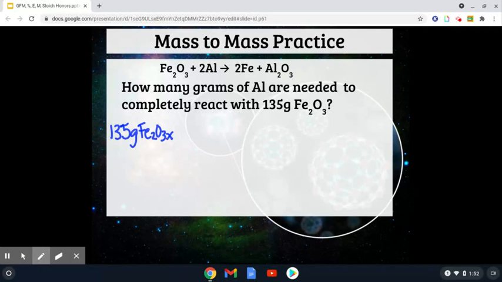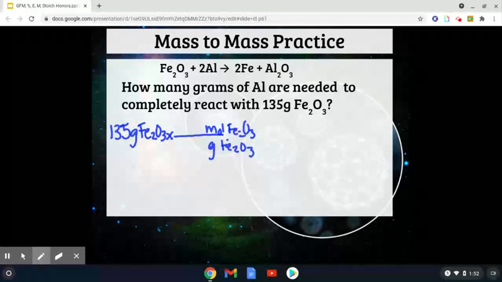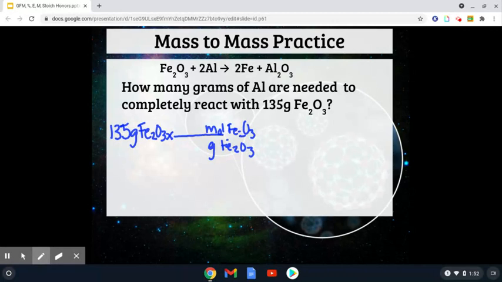I need to get into moles of iron 3 oxide. So that's what I'm going to want on the top because that's what I'm going to want to go to. I'm going to calculate the gram formula mass of iron 3 oxide. So iron has a mass of 55.84. I'm going to multiply that by 2. Oxygen has a mass of 15.99. I'm going to multiply that by 3. Add those together and you get 159.65. And that's 1 mole.